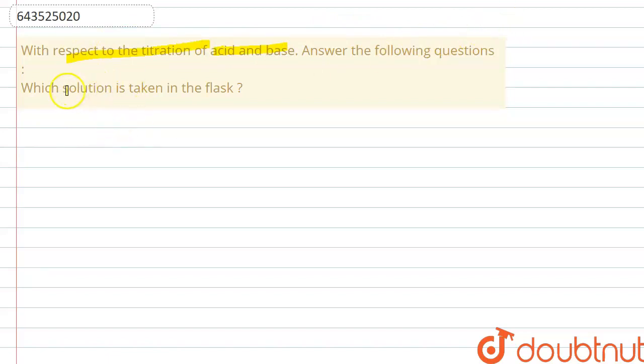Hello everyone, the question is with respect to the titration of acid and base, answer the following question. Which solution is taken in the flask? So in this question they are talking about titration, and with respect to the acid-base titration we have to answer the question given here, in which they are asking us which solution is taken in the flask.